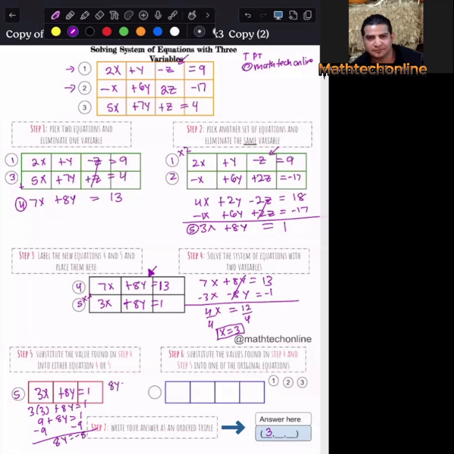So 8y equals negative 8. And I'm starting to like this because it looks like it's going to be a whole number. So y equals negative 1. There it is. It's an integer. Negative 1. So now we can put negative 1 right here. We're almost done. I like this.